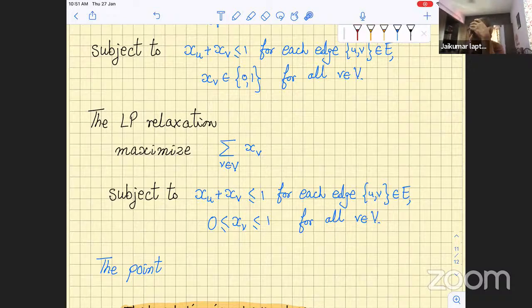Sorry, I'm not saying it very well. You've been given a graph, and there are these edges here.